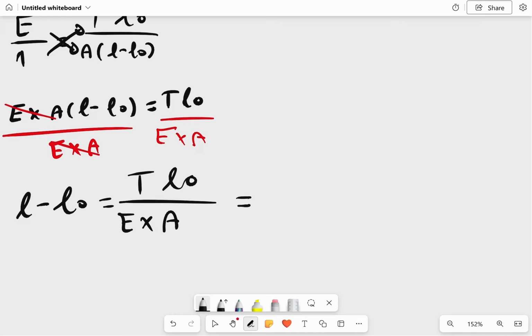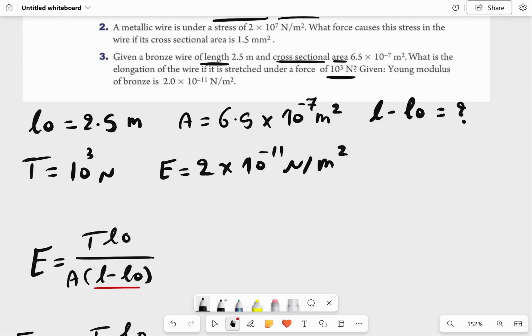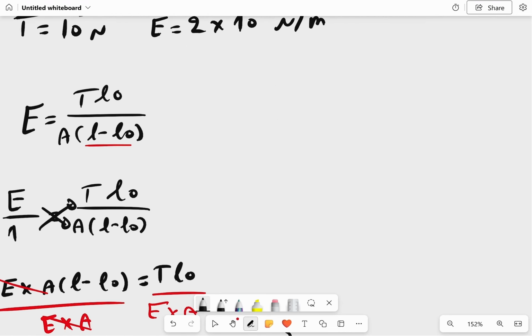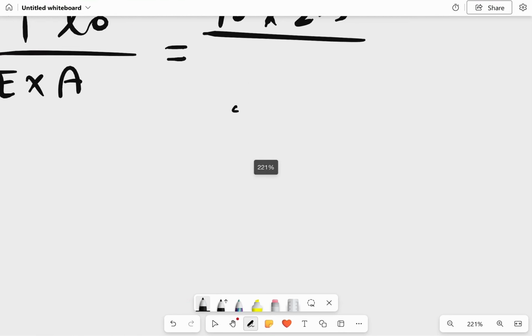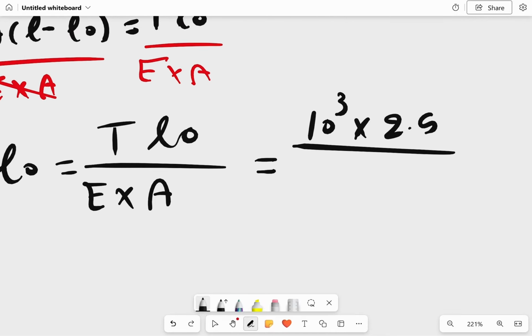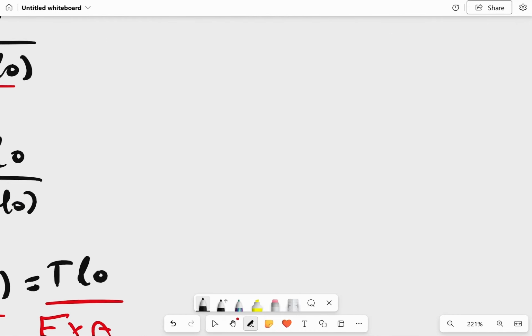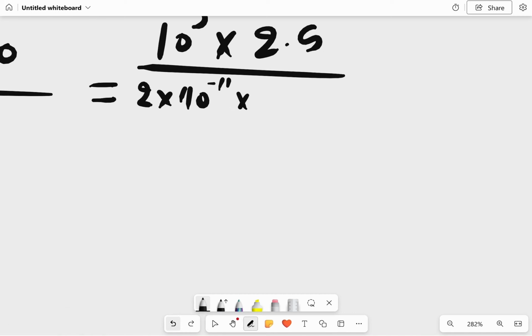You had tension, which was equal to 10 to the power of 3. Then you had initial length, which is equal to 2.5. You had Young's modulus, which is equal to 2 times 10 to the power of minus 11, times area, which is equal to 6.5 times 10 to the power of minus 7.